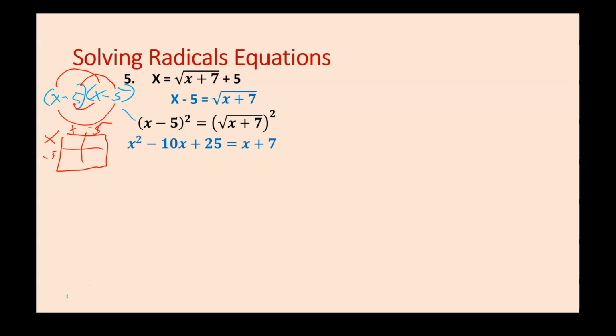Next, from now, we want to get all the values on one side. So we're going to subtract x from both sides, and we're going to subtract 7 from both sides. So that gives us a negative 11x plus 7 plus 18 equals 0.